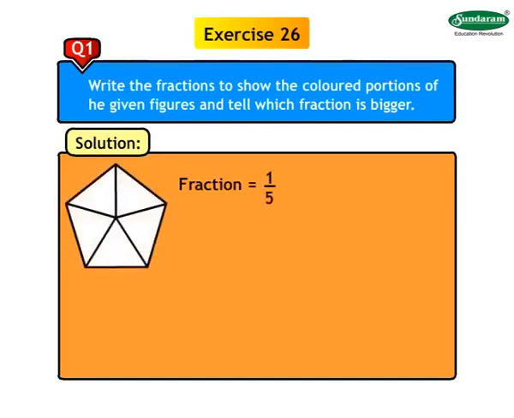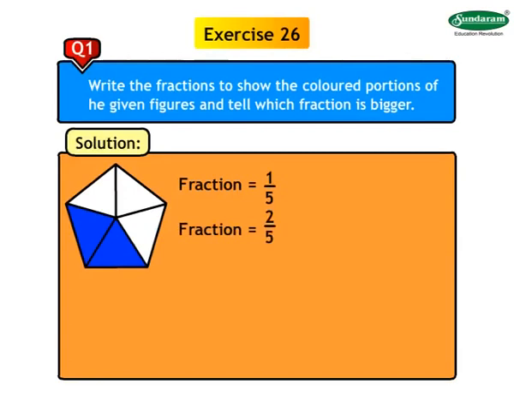See the next figure. We can see that the pentagon is divided into 5 equal parts again. So the denominator of the fraction will be 5. But here, only 2 parts out of 5 equal parts are colored. So, the numerator of the required fraction will be 2. Thus, the fraction will be 2 upon 5.